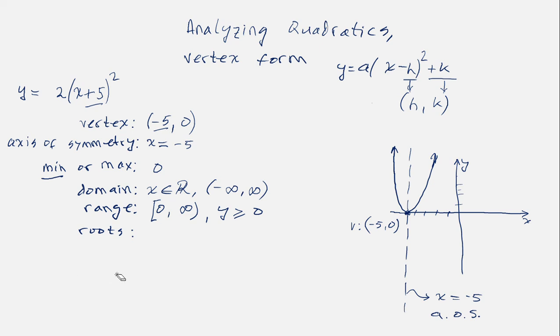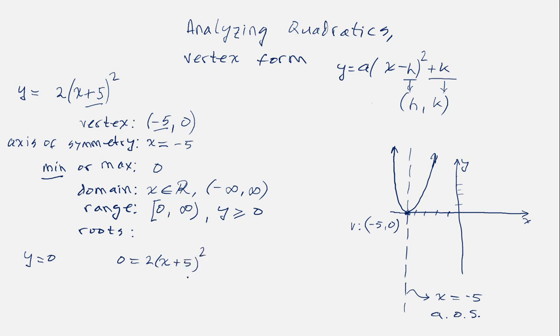So to find the roots, now if we are on the x-axis, then the y value, the y coordinate, is 0, right? If that's the case, all we need to do is make our y right here equal to 0 and then figure out what the x is. So 0 equals 2 times (x plus 5) squared.